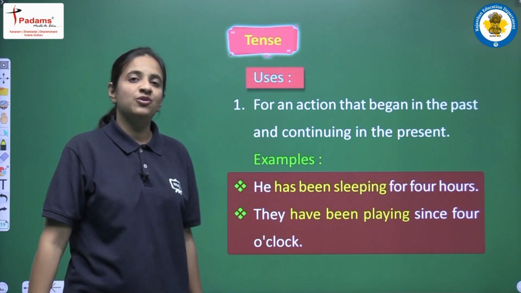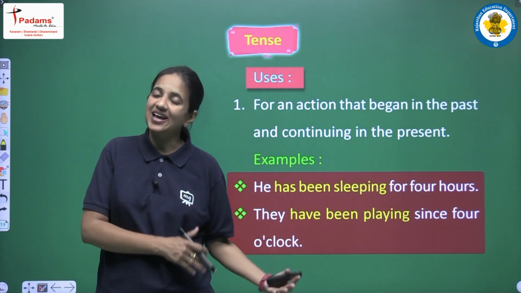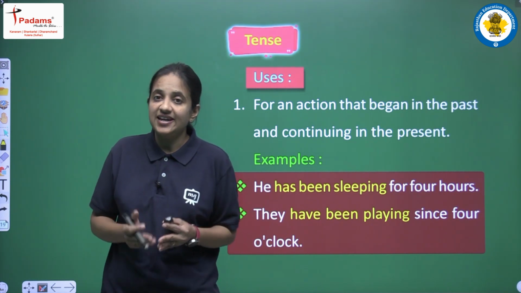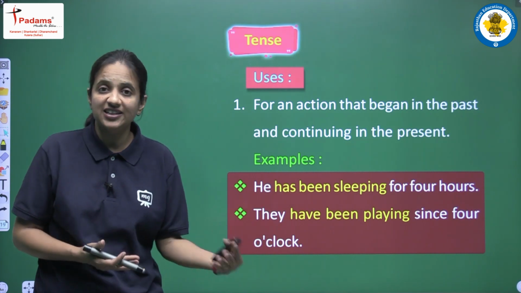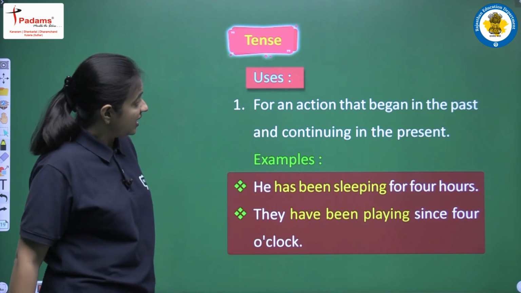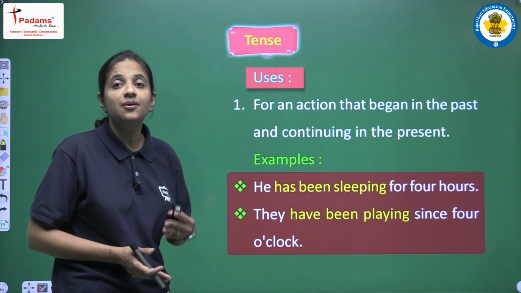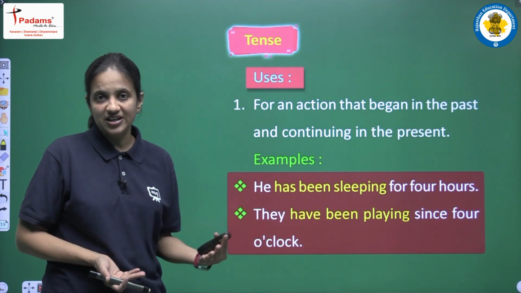Next, let's see some of the uses of this tense, the present perfect continuous tense. So what is the use of this tense, or we can say कौन से sentence होते हैं जिसको हम present perfect continuous tense के structure में लिखते हैं. So let's see some of the uses. The first one, let's read: for an action that began in the past and is continuing in the present. Okay, so this is the very first use of present perfect continuous tense.